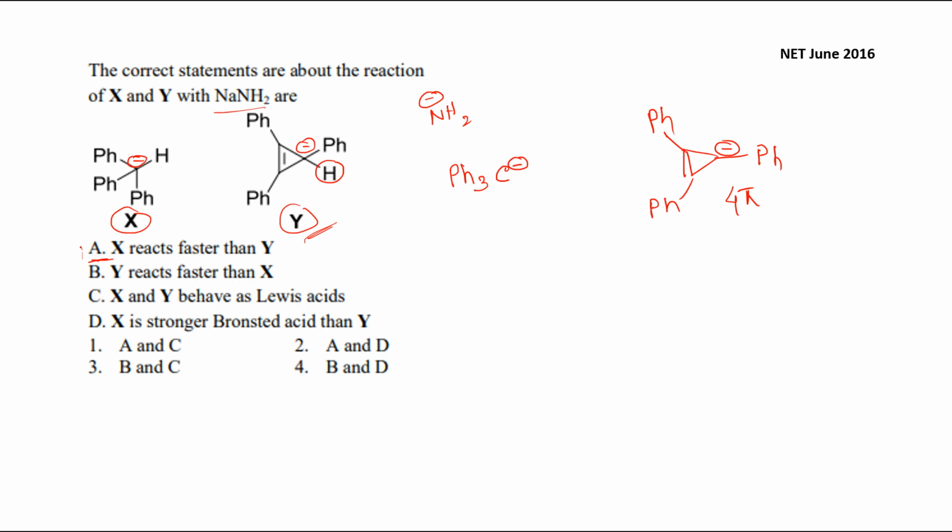Now among A and B, because these two are the same type of option, any one of these will be correct. Now among C and D, which one is correct? C is saying these two are Lewis acids, but Lewis acid means it will accept a lone pair, but it is not accepting a lone pair. It is matching with the definition of Bronsted acid, that means where H plus is donated. So in both cases, NH2 is capturing H, so it will not be a Lewis acid, it is a Bronsted acid. So among A and B, A is correct. Among C and D, D is correct. So A and D will be the correct options.